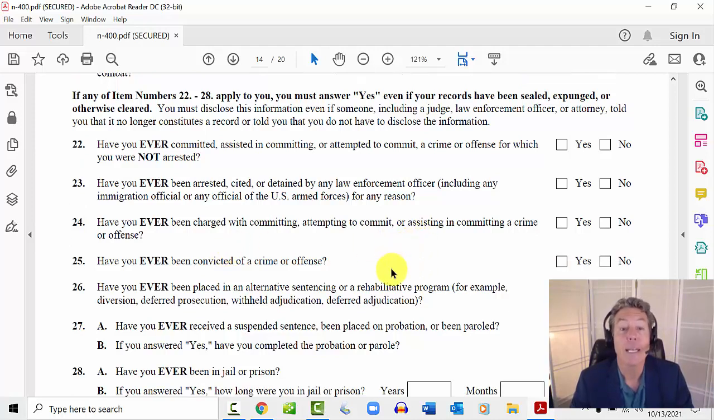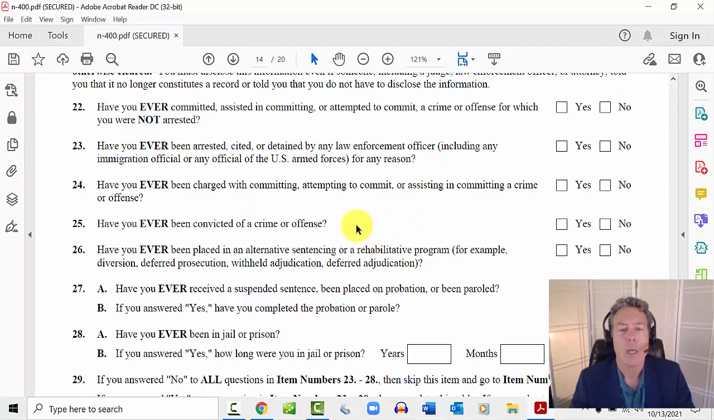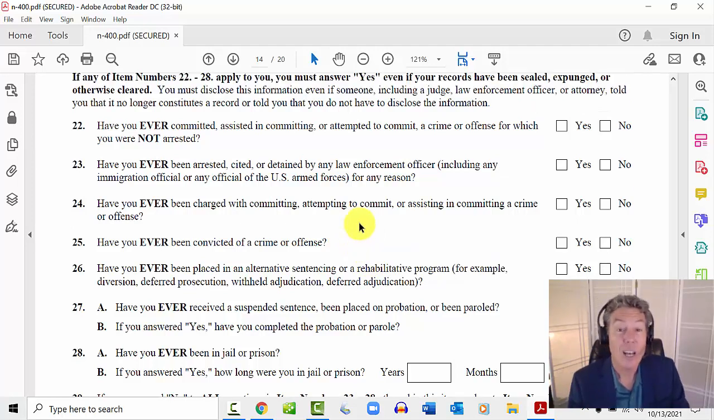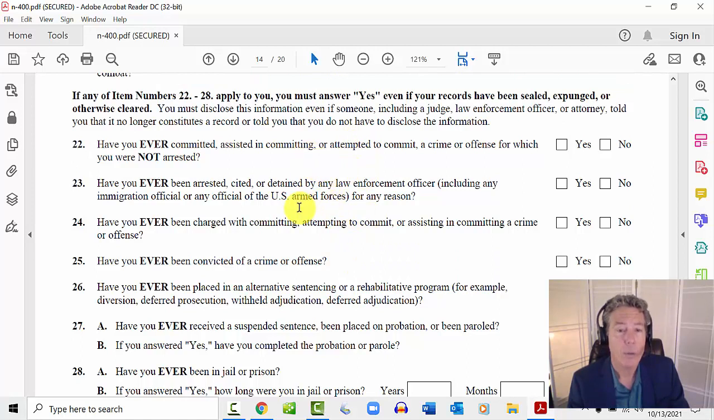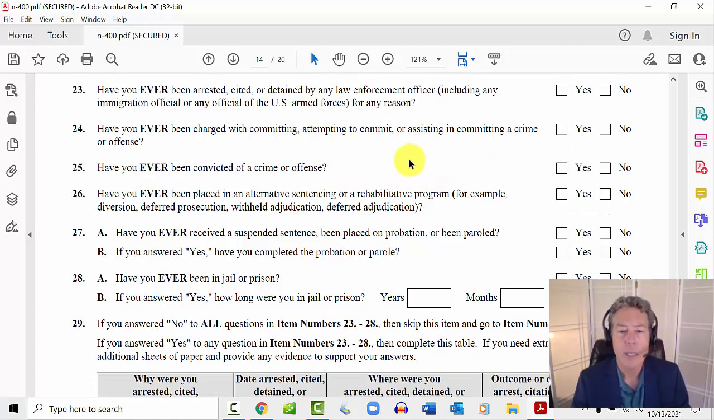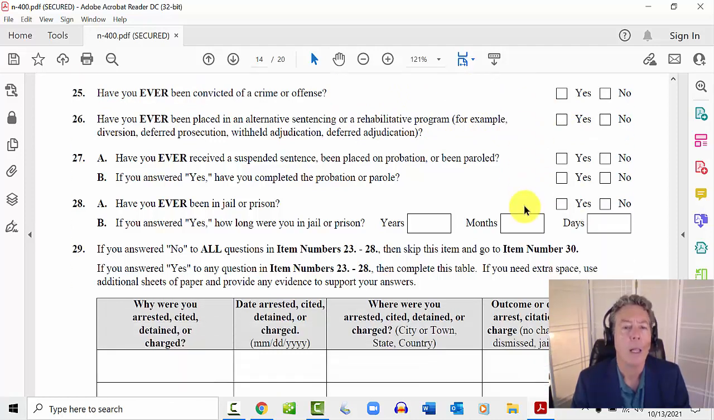And then here we go. Have you ever been convicted of a crime or an offense? So this is where you would go into court records now. If you hit a yes here, they're going to want to see the court records. All this stuff you can get with police records because there's not necessarily a court case against you. But down here, with a conviction, yeah, they're going to want to see the copy of that court record. Here's the alternative sentencing program, which they want those documents as well.